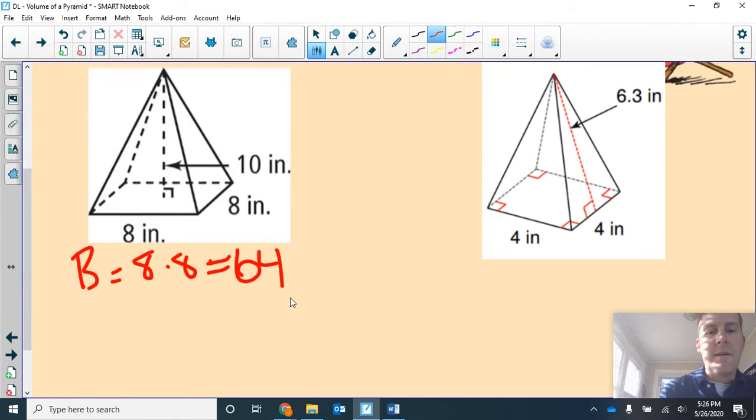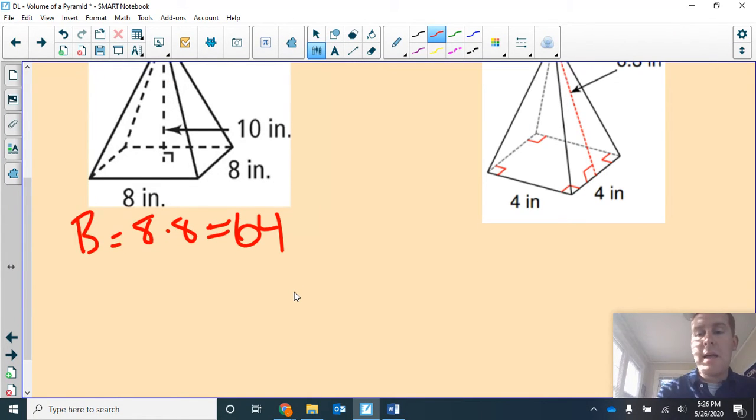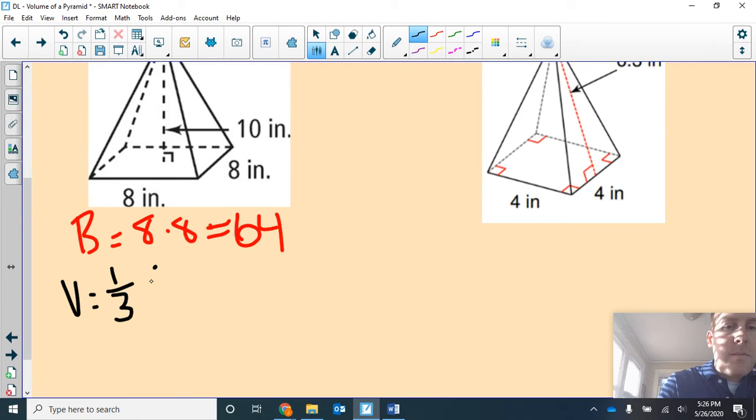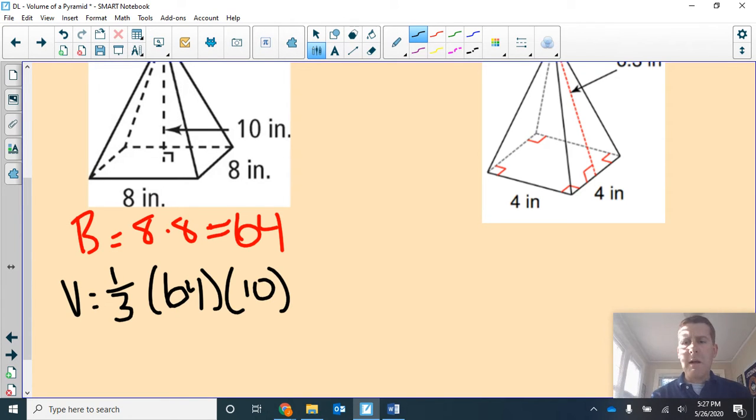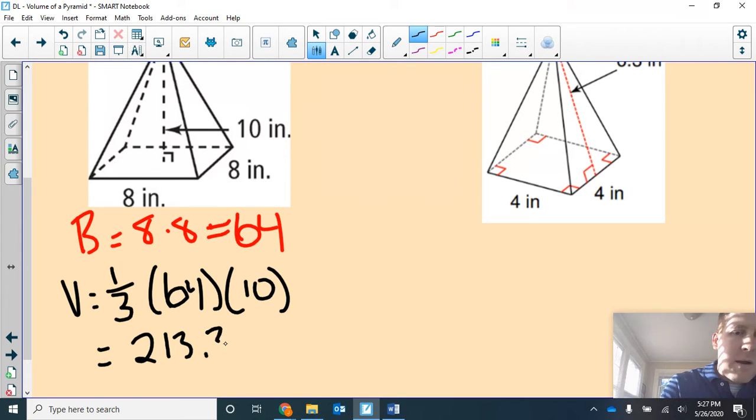Okay, so to find the volume then, our volume is going to be 1/3 times the area of the base times the height of the pyramid. So volume equals 1/3, area of the base is 64, we just found that, and the height of the pyramid is 10. In your calculator, you would type in 64 times 10, hit enter, and then divide that by 3. And your volume ends up, like I just said, 213.3. I rounded to the nearest tenth there, inches cubed.